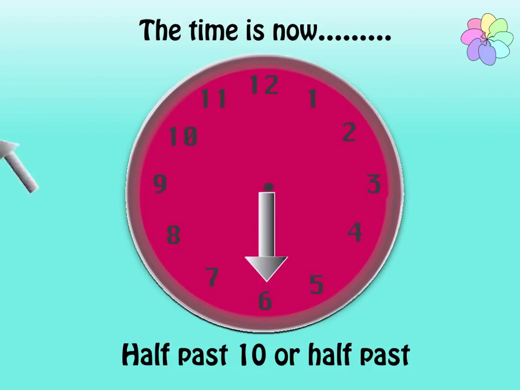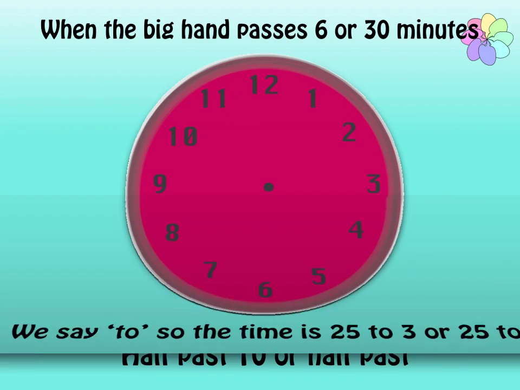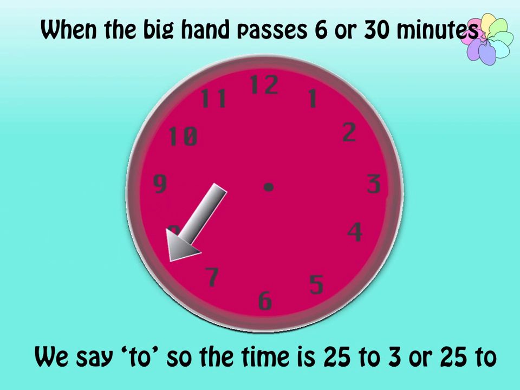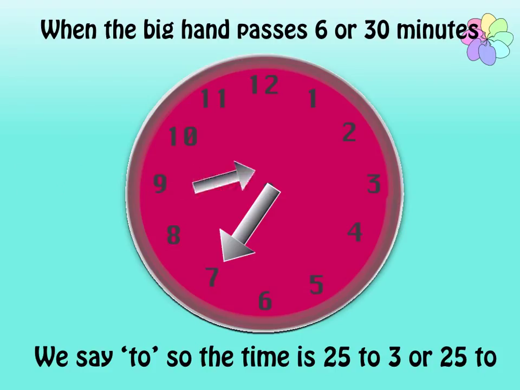The time is now 10:30, or half past 10. When the big hand passes 6, or 30 minutes, we say to, so the time is 25 to 3, or 25 to.